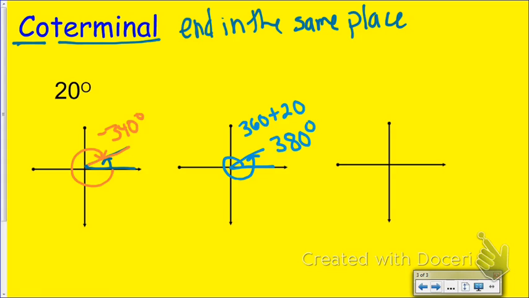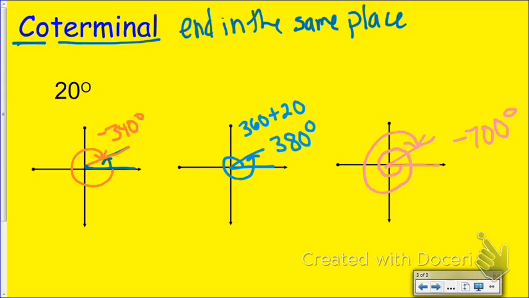And if I want to, I could find another one. Let's say again, I know I'm going to end here. Let's go in the negative direction, but let's go a full circle in the negative direction. So I would go around 360 degrees, and then I would go another negative 340 degrees, which puts me at a negative 700 degrees. So all of those angles, 20, negative 340, 380, and negative 700, those are all coterminal angles because they all have the same terminal side. It doesn't matter what direction I go in or how many circles I make, they all end in the same place.